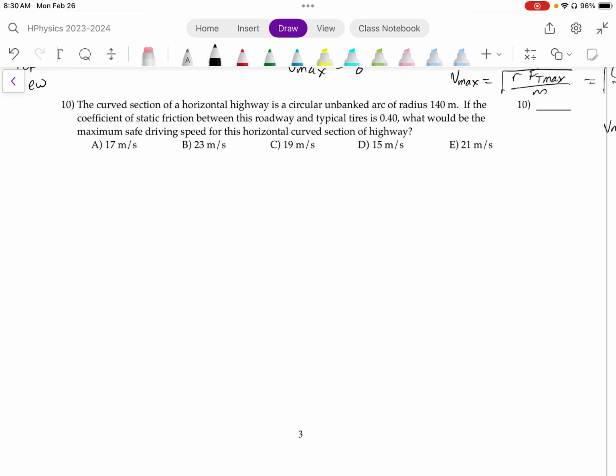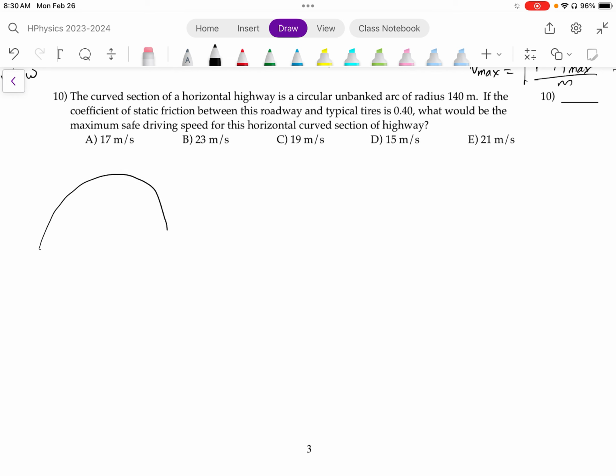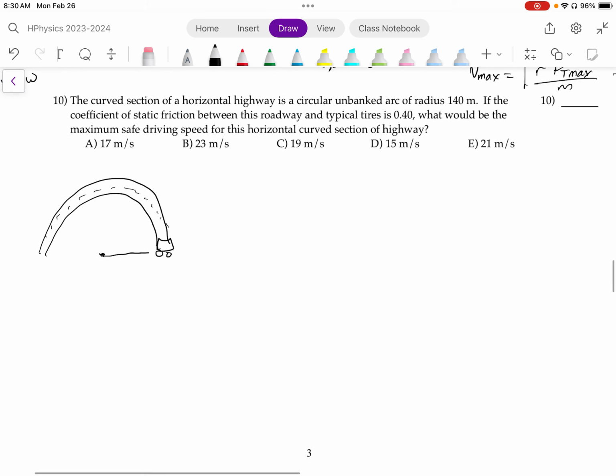So if I do a top view, here's my road, and the car is going to go through this curve. This is the radius of curvature, which was given to us as 140 meters. The coefficient of static friction was given to us as 0.4. I believe that's all they gave us, and they want to know Vmax. I'm going to draw a side view of the car.